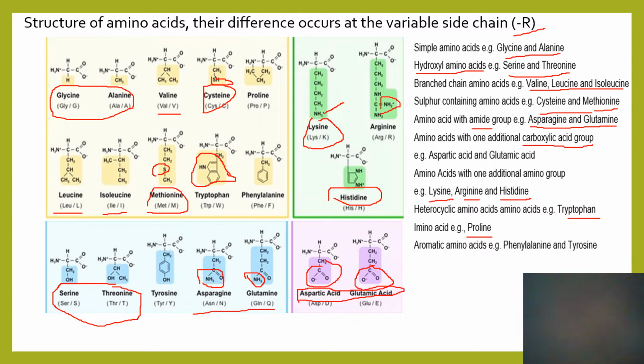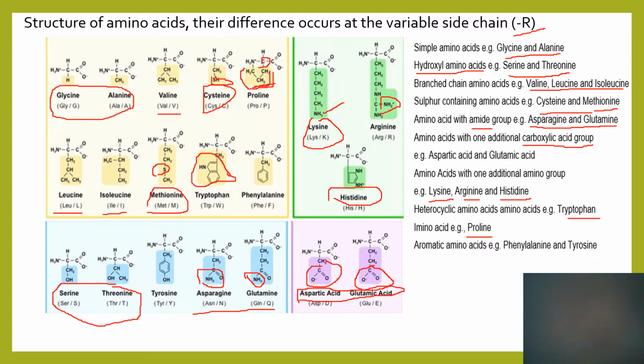Here you can see this is the alpha carbon or central carbon. This carbon is connected with the R group or the variable side chain. However, this variable side chain is connected with the amino group of the amino acid. Therefore, proline has a different arrangement, a different structure than other amino acids.